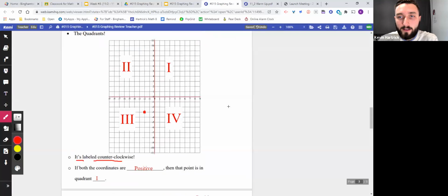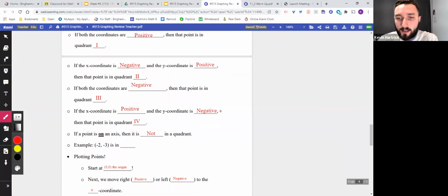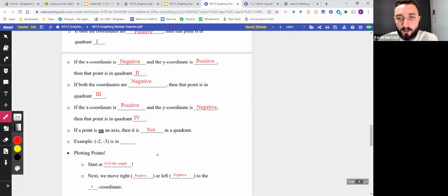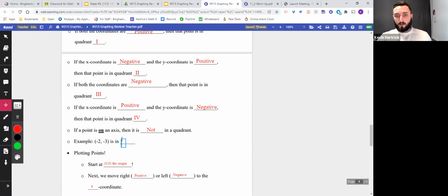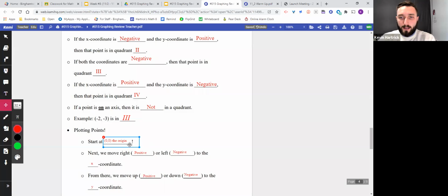I knew that without even needing a graph, though, because both my x and my y are negative, right? So I come up here, okay, if both coordinates are negative, then the point is in quadrant 3. So I already knew that, okay, but it helps to also see it visually with the graph. Okay, so quadrant 3.